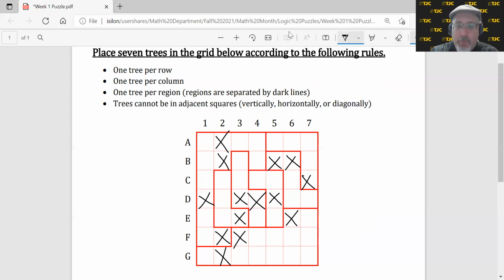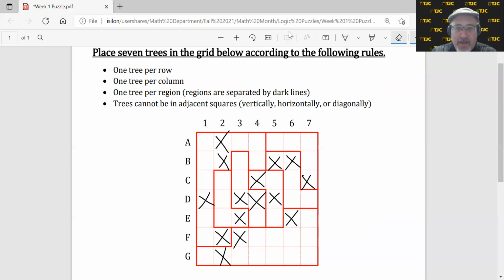All right, let's see if we can find some more places to eliminate possible locations of trees. Let's see, the further you go, the trickier it becomes. Looks like C4 is bad. Why is C4 bad? Because it would take out B3 and C3 by adjacency and E4 by column. And now the region with those 3 check marks no longer has a location for a tree.